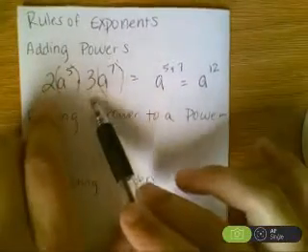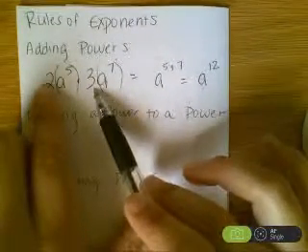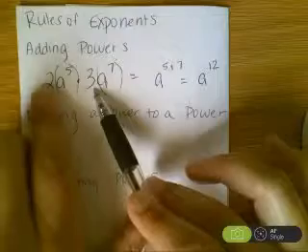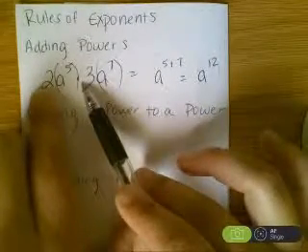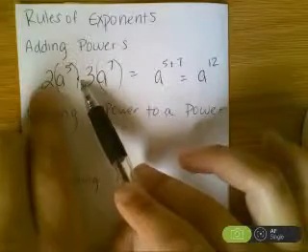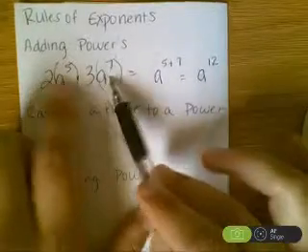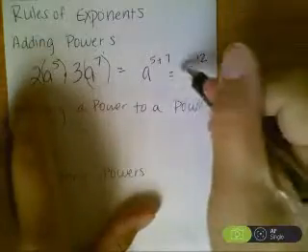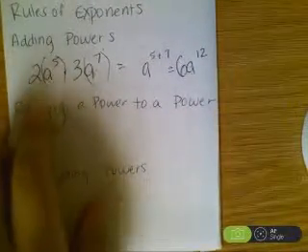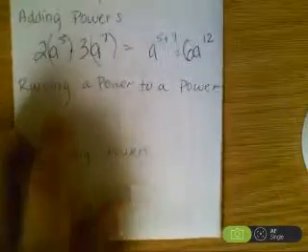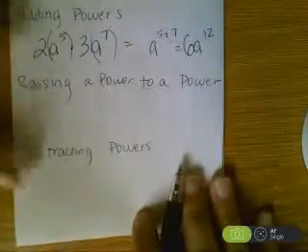However, the value in front of the a, the 2 and the 3, are actually called coefficients. Whenever you have coefficients, you still follow whatever operation is between them. There's multiplication between these two values, so you're going to multiply 2 times 3, and your answer is 6a to the 12th. The second rule is when you're raising a power to a power.